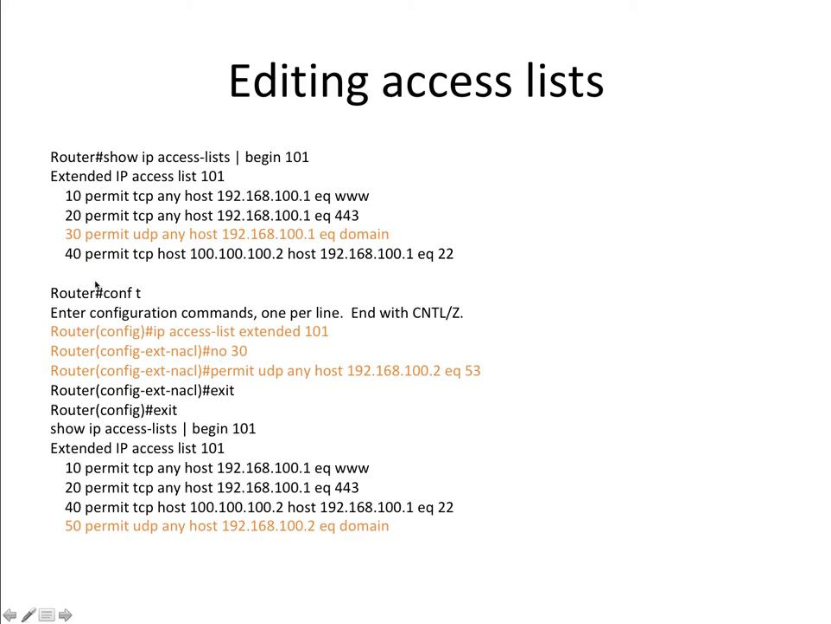Do no 30, that gets rid of line number 30, and then I can add a new line, permit udp any host 192.168.100.2 eq 53. And if I show my access list again, I have a new line down there that says, oh hey, here's your new line. It's automatically put at the end, and it's automatically given the number 50.